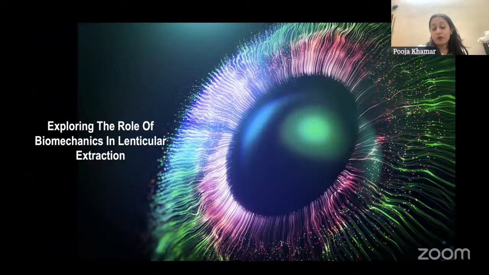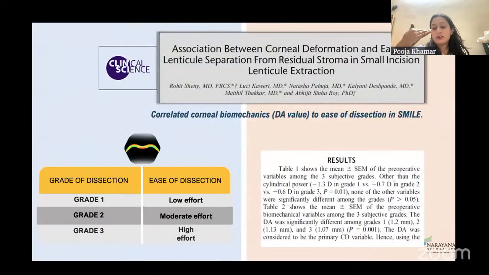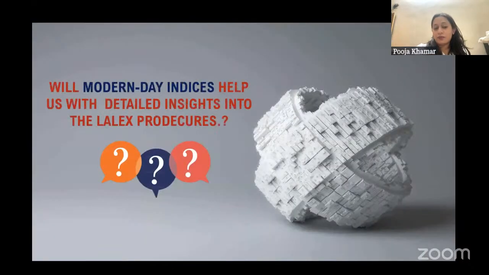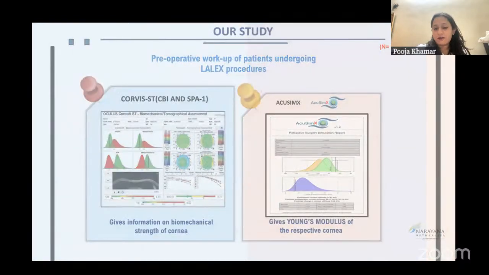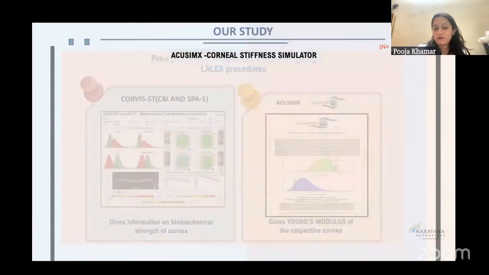So why is it that we started looking into biomechanics? What we found out was that the stiffer the cornea, the more the biomechanics, you have a higher effort of dissecting those lenticules, and that's when the day one vision is not so optimal. And you do have these indices like Corvis ST, CBI, SPA1, and AccuSim.